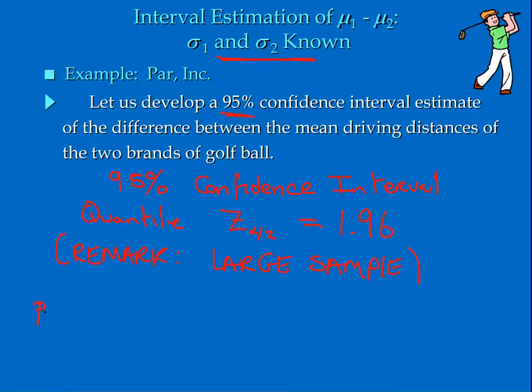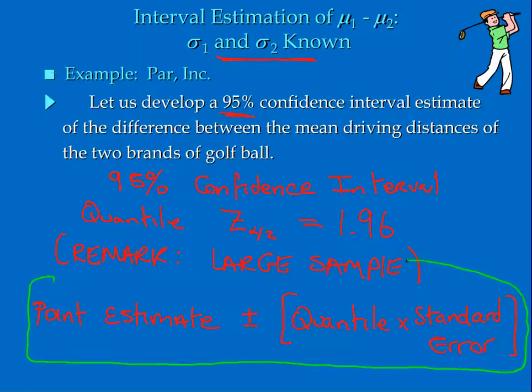Now, just a general idea of the construction. So we have our point estimate. This is the general construction for a confidence interval: plus or minus the quantile, which we have now as 1.96, times the standard error. Okay, so this is the general construction for a confidence interval. This part here, I'll just highlight in green. So this is essentially what we are about to construct here, using this construction.